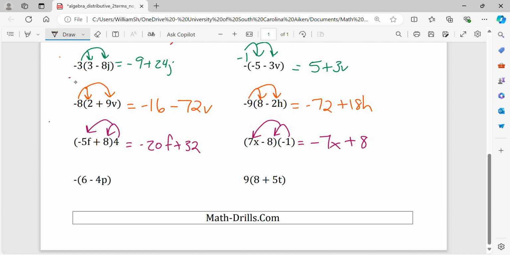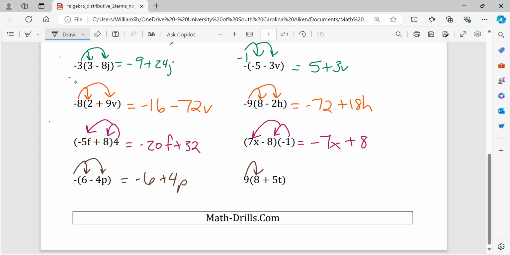Here I have negative parentheses 6 minus 4p. Okay? All I'm doing is distributing this negative to both of these terms. So the 6 was positive, it turns negative, and the 4 was negative, so it turns positive. So I've got -6 plus 4p.